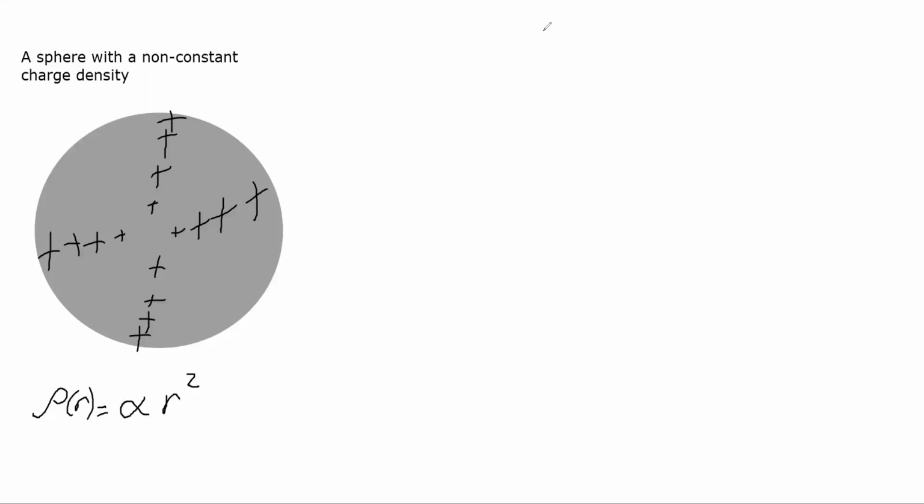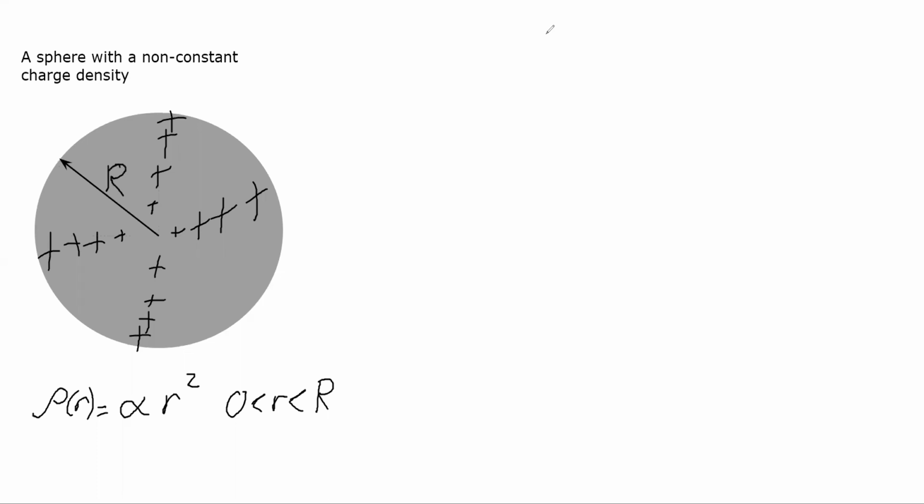So charge density is a function of r. Okay, and that density will hold from 0 to capital R, capital R being my radius again. Okay, so how can I find charge?